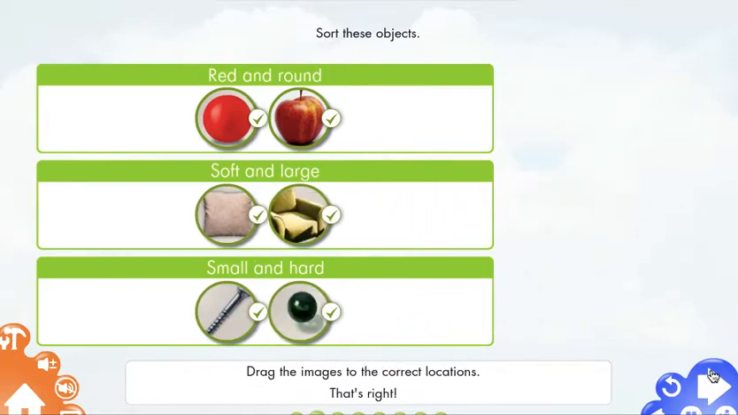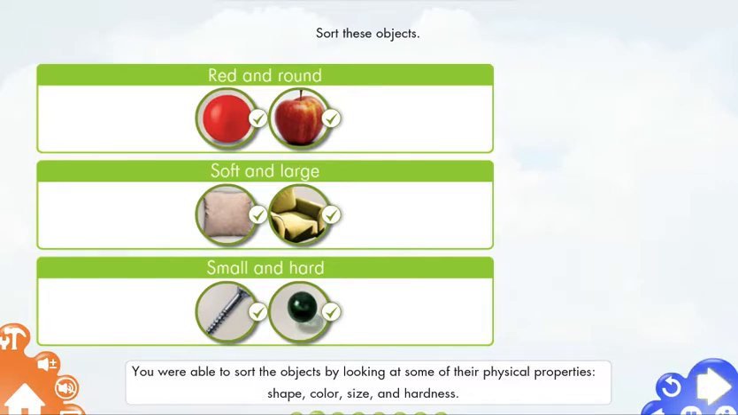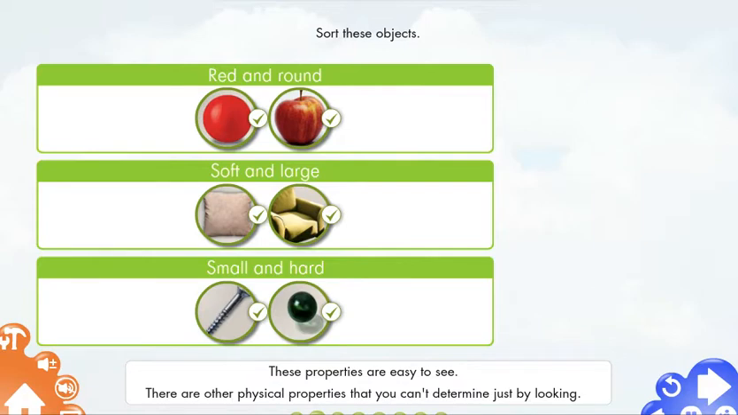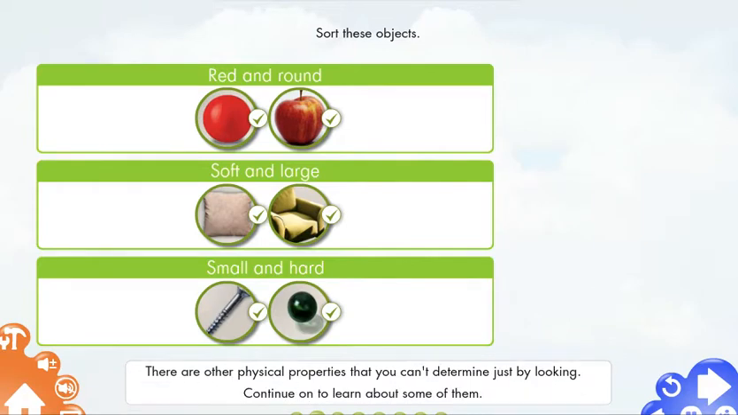That's right. You were able to sort the objects by looking at some of their physical properties: shape, color, size, and hardness. These properties are easy to see. There are other physical properties that you can't determine just by looking. Continue on to learn about some of them.